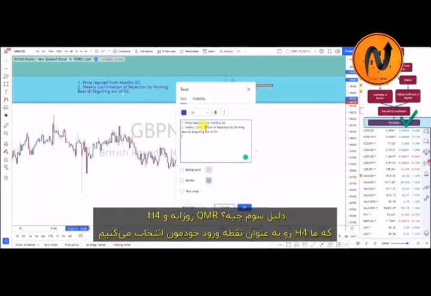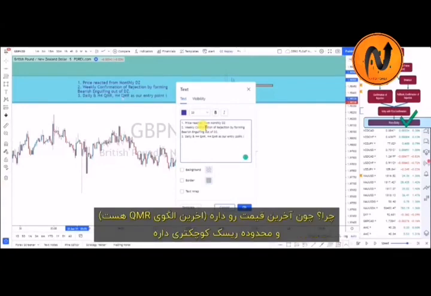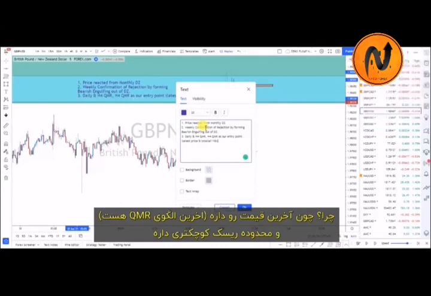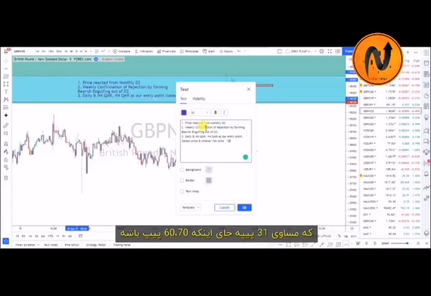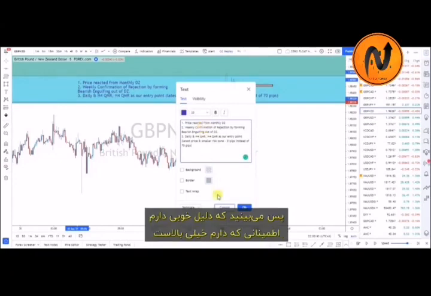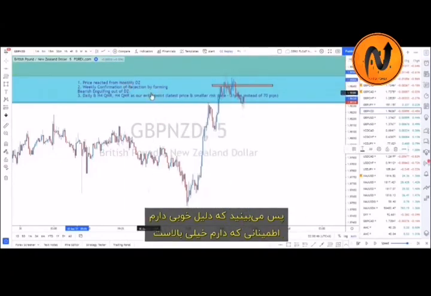Okay, so third, what is it? The daily and H4 QMR, but we will choose the H4 QMR as our entry point. Why? Because it has the latest price and a smaller risk zone, which is equal to 31 pips instead of 60, how many is that? 70 pips. Let's just put it at 70 pips. All right, so I have a strong reason here. See, the confidence that I have is very strong.